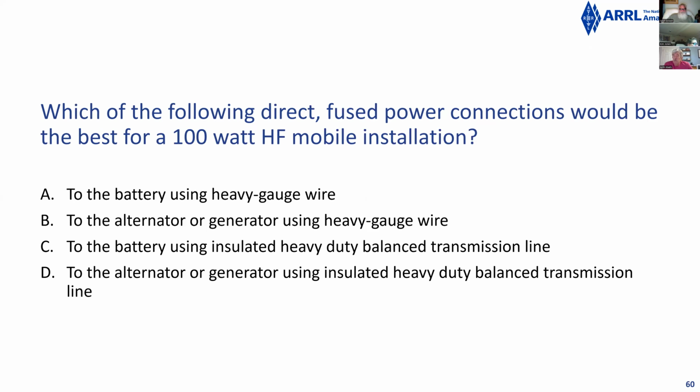Now going back to the beginning of this section, which of the following direct fuse power connections would be best for a 100-watt HF mobile installation? A, to the battery using heavy gauge wire. B, to the alternator or generator using heavy gauge wire. C, to the battery using insulated heavy duty balanced transmission line. Or D, to the alternator or generator using heavy duty balanced transmission line. A, and both should be fused.